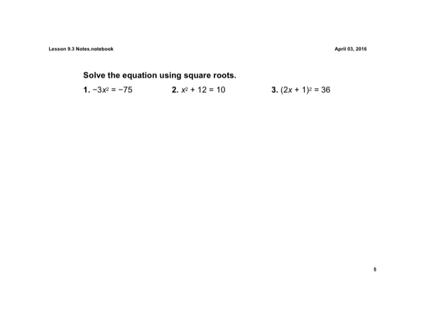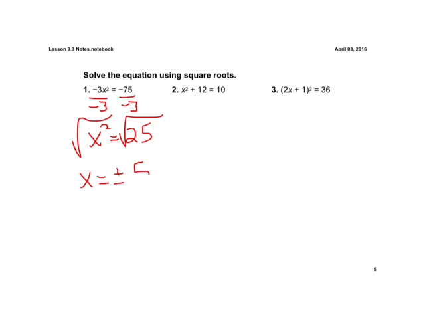All right, a couple examples here. If we work through these quickly, we just divide by negative 3 here. So we're left with x squared equals a positive 25. Take the square root of both sides. So we're going to have x is equal to a positive and a negative 5.